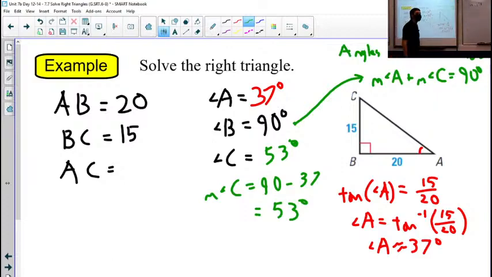One more to go. We need to find A to C. To find A to C, it's been a couple weeks since we've done this part.